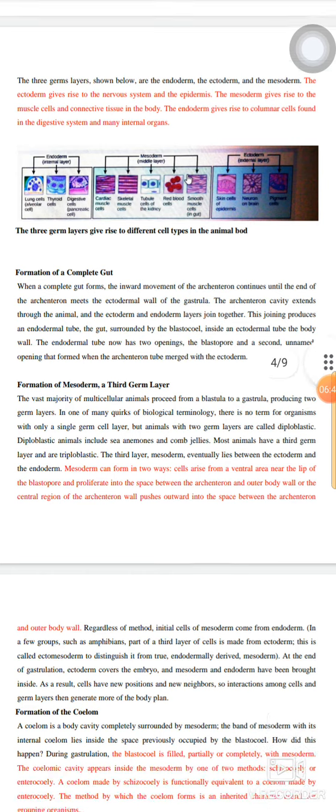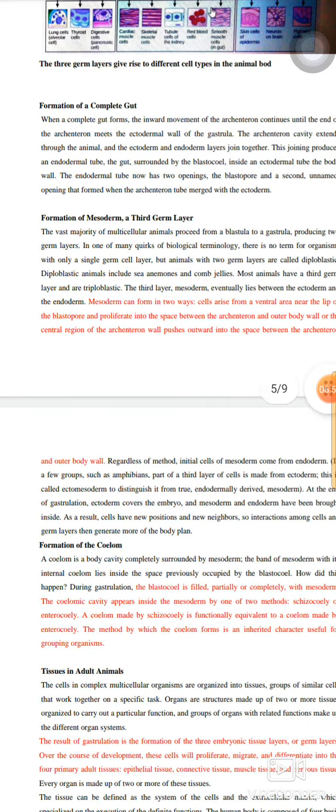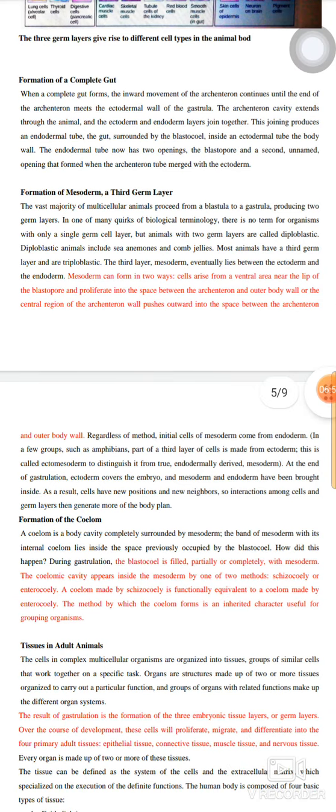Read it up. Then the formation of the mesoderm, which is the third germ layer. So the mesoderm can form in two ways. So in the exam, if I ask you, write the formation of the mesoderm. Mesoderm can form in two ways. Either cells arise from a ventral area near the lip of the blastopore and proliferate into the space between the archenteron and the outer body wall, or the central region of the archenteron wall pushes outward into the space between the archenteron and the outer body wall. So these are the two ways in which the mesoderm can be formed.